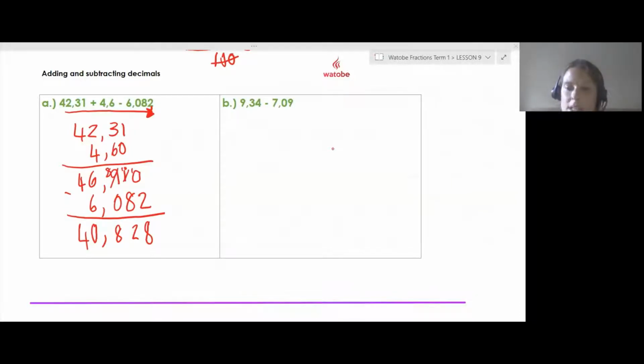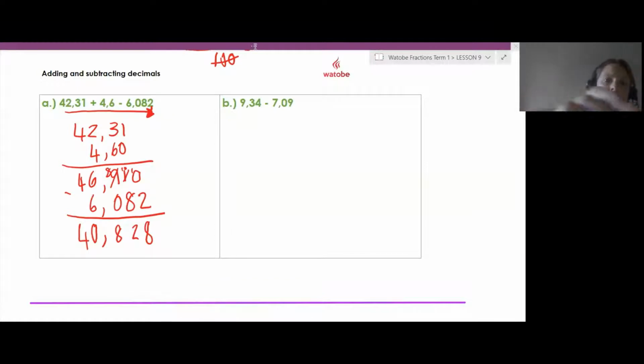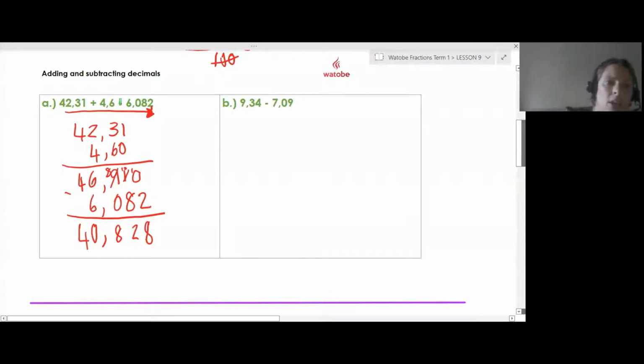Yes, ma'am, what if you did the first number and the last number together? So 42,31, and then do what with the 6,082? Plus 6,082. But you can't, because look what this is. This is a minus. So you have to subtract it. Okay, and we can't jump around in the sum. So we have to do it in order. That's why we have order of operations. Okay. All right. Thanks, guys.